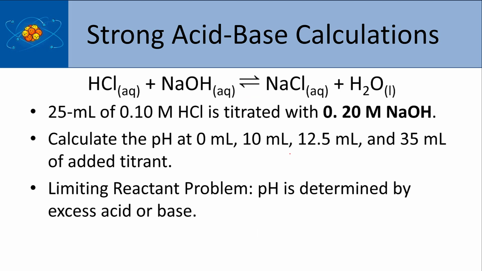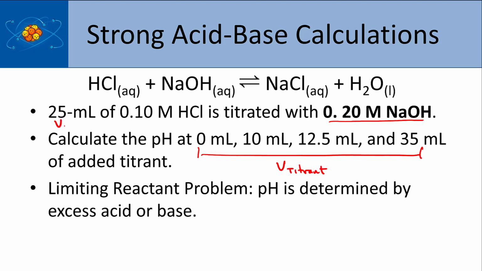Okay, so here's the kind of problem. This is just one problem, actually. It says strong acid-base calculations. We're titrating HCl with sodium hydroxide, so 1-to-1 stoichiometry, right? 25 mL of 0.1 molar HCl, and we're going to calculate the pH at all these different points. The titrant is 0.2 molar sodium hydroxide. So these are the volumes of titrant.